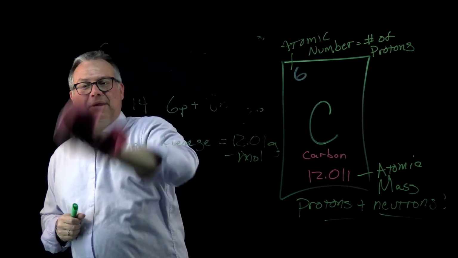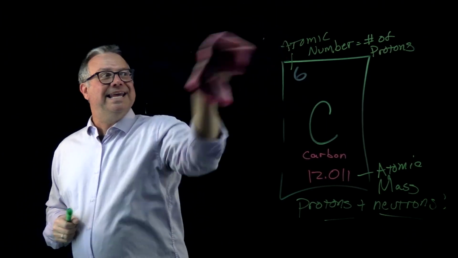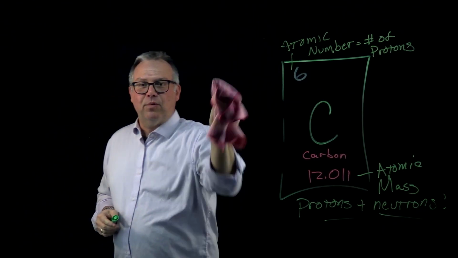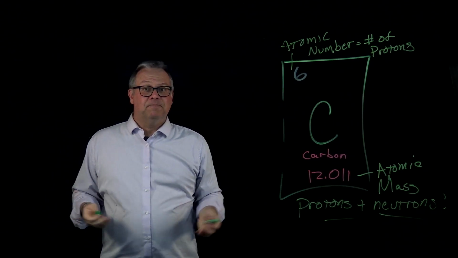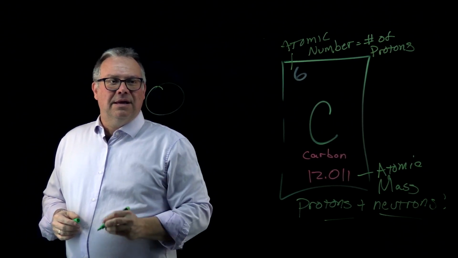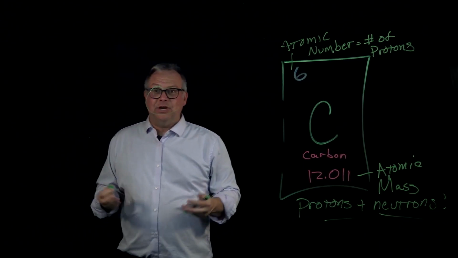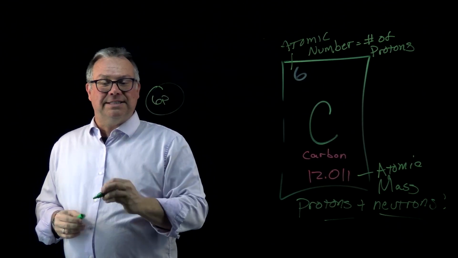I want to talk a little bit about what this means in terms of how carbon is organized in space. So if we actually wanted to draw a carbon atom, we would start in the middle with the nucleus. So the nucleus has both protons and neutrons in it. So we know that there's going to be 6 protons here.